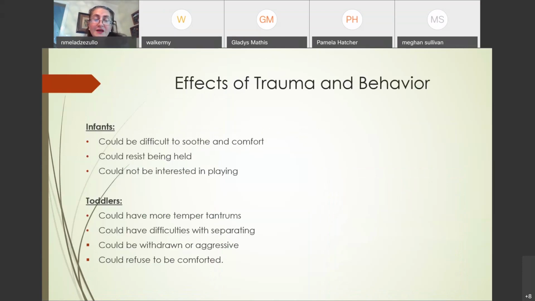I have here to show you what kind of effects it could have, what the signs could be, and what it could look like. Again, I have a very short list here, but unfortunately there is a huge number of signs where you can detect the child is going through trauma and changing behavior. So I have only two age groups here, infants and toddlers.